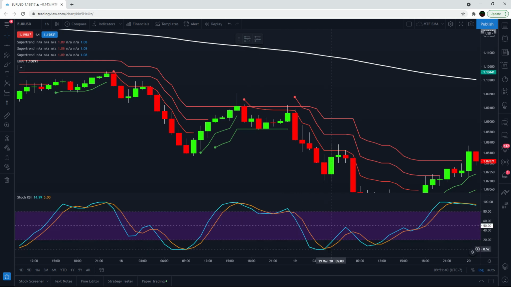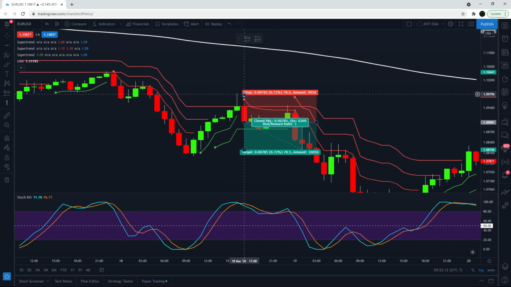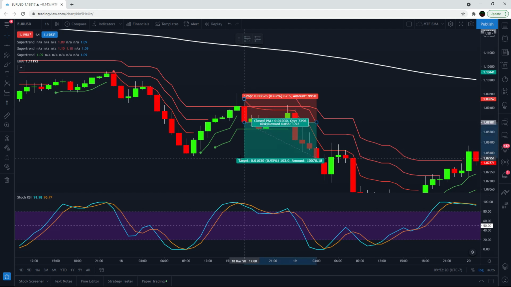For a short, the cross down must be accompanied by the super trend indicators having at least 2 of their lines above the price when you get the cross down. So in this example, we have price under the 200 EMA, we get an overbought stochastic RSI, a cross down on this candle, and 2 super trends above this entry candle. So we can take a short here, and the stop loss is going to be 2 super trend lines above where our entry candle is, and targeting 1.5 times the risk.